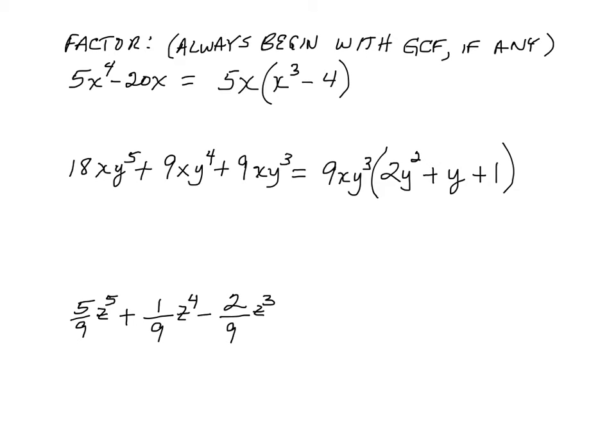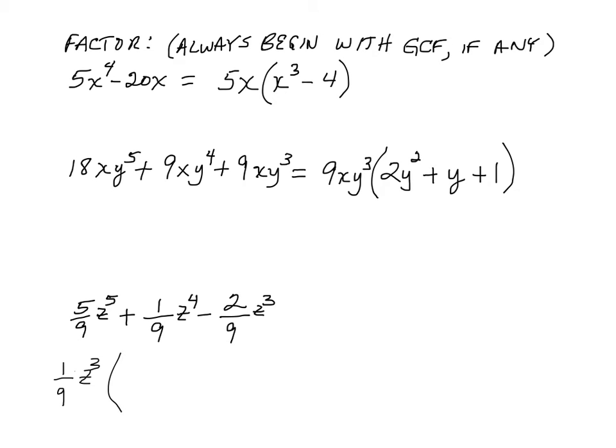Now look at this one down at the bottom with the fractions. So don't get apprehensive about it. Let's just look at it. We have 5/9 z to the fifth plus 1/9 z to the fourth minus 2/9 z to the third. But what they all have in common, I'm going to write it below. What they all have in common is 1/9 and a z to the third.